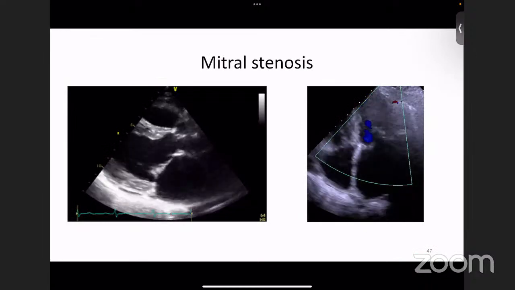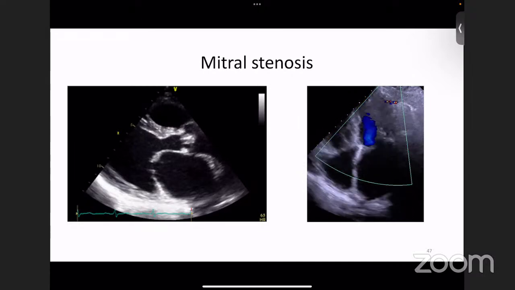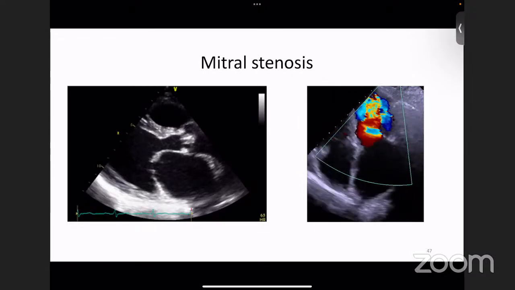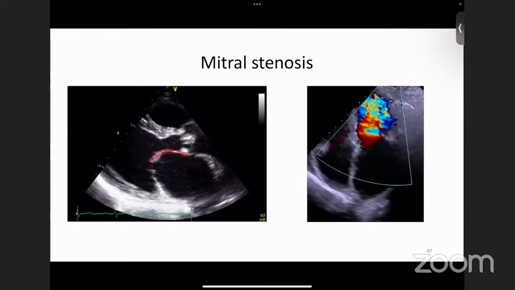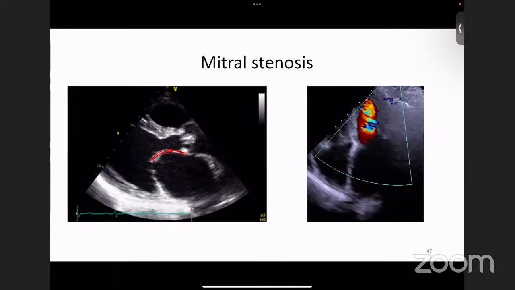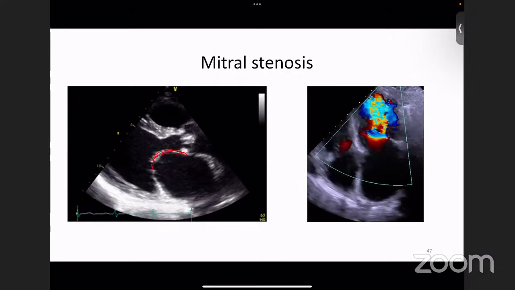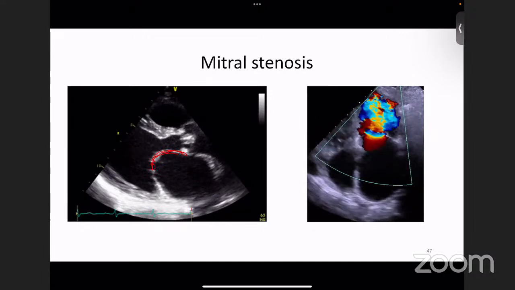Then this is the parasternal long axis view, where you see the doming of the anterior mitral leaflet. This is very classical of mitral stenosis. It is also called the hockey stick appearance of the anterior mitral leaflet, and you can see the mitral valve diameter is so small.